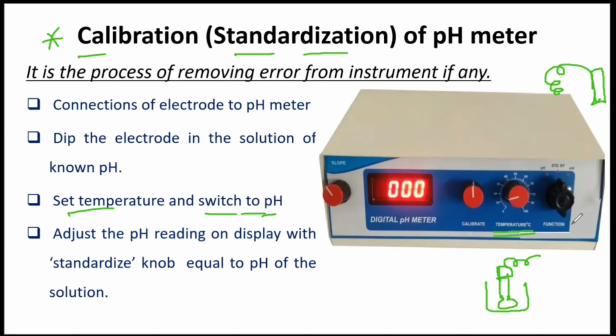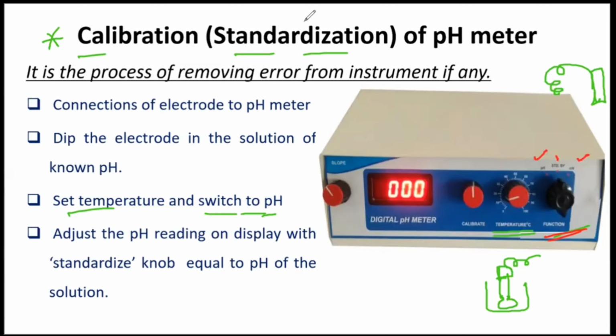Actually here you can see this is a function key. With the help of this knob, this is standby mode, and this is pH mode, and this is voltage mode. So we can just shift it. There will be a knob, and with the help of that knob, we can shift to potential mode or to the pH mode.